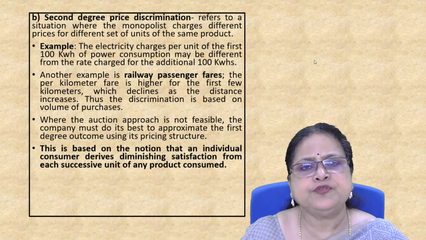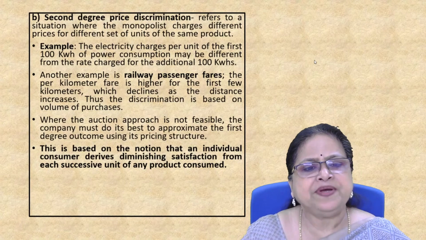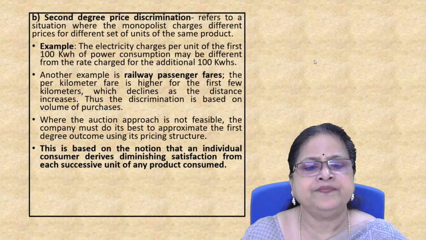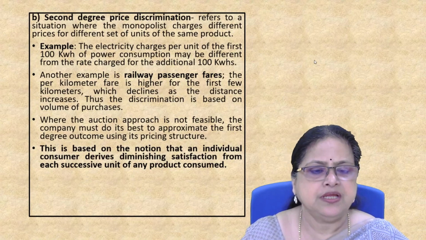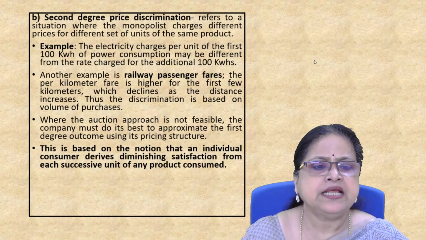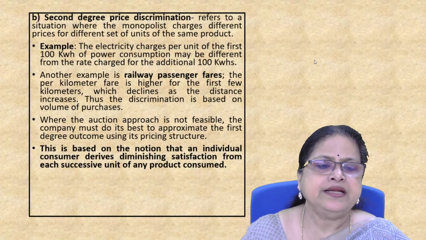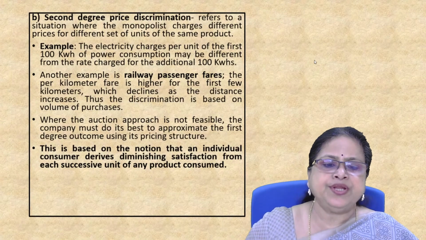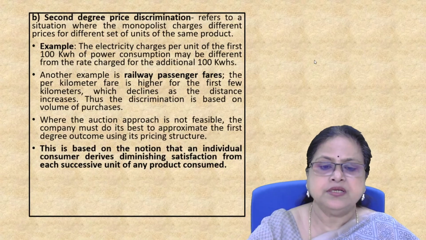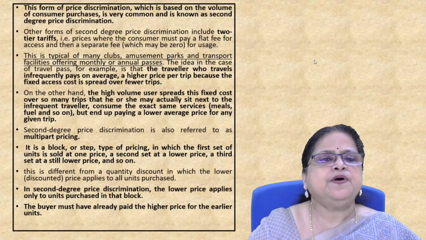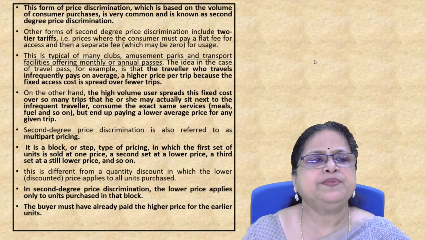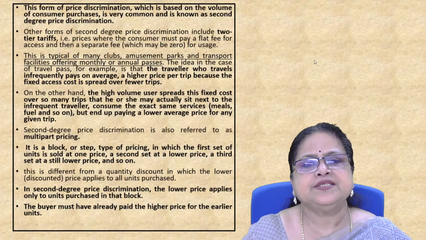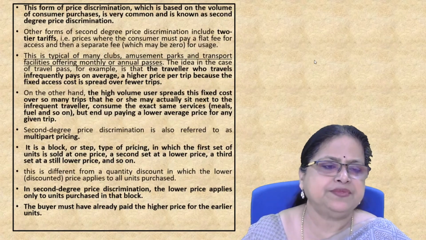Where the auction approach is not feasible, the company must do its best to approximate the first degree outcome using its price structure. This is based on the notion that an individual consumer derives diminishing satisfaction from each successive unit of any product consumed. This form of price discrimination, which is based on the volume of consumers' purchases, is very common and is known as second degree price discrimination.